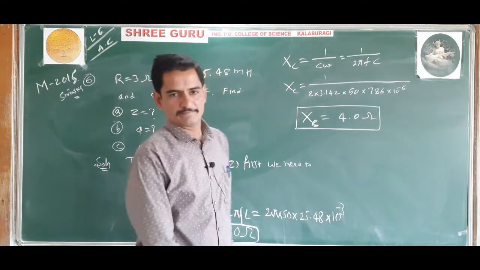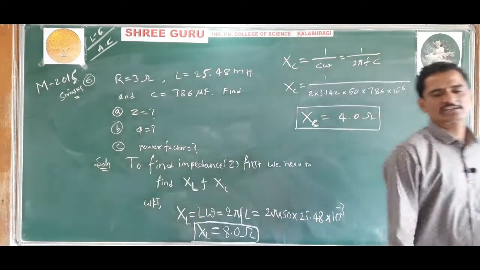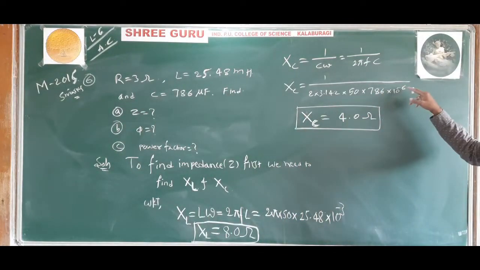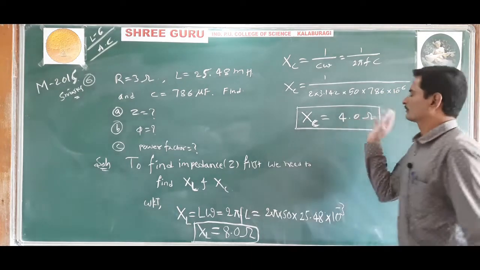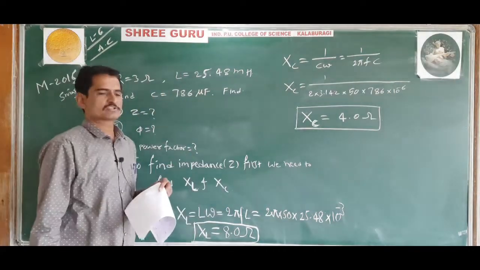Do this calculation. Use the calculator, do the calculation. Calculation part is left to you people. So after doing the calculation, you will get XC is equal to 4.0 ohm. So 4.0 something you will get, but round it off to 4.0 ohm.